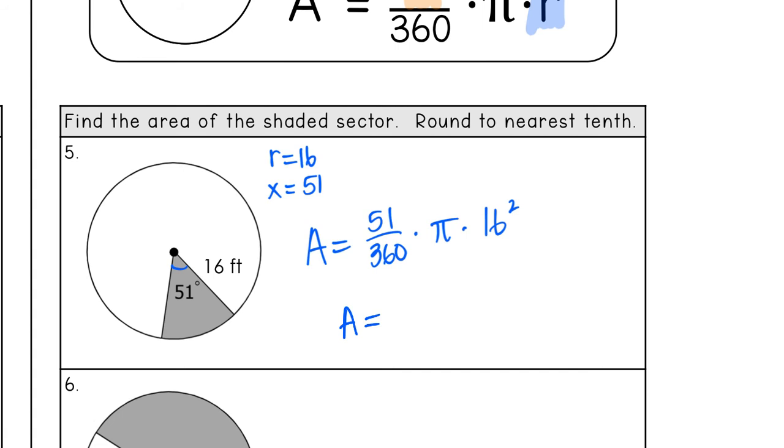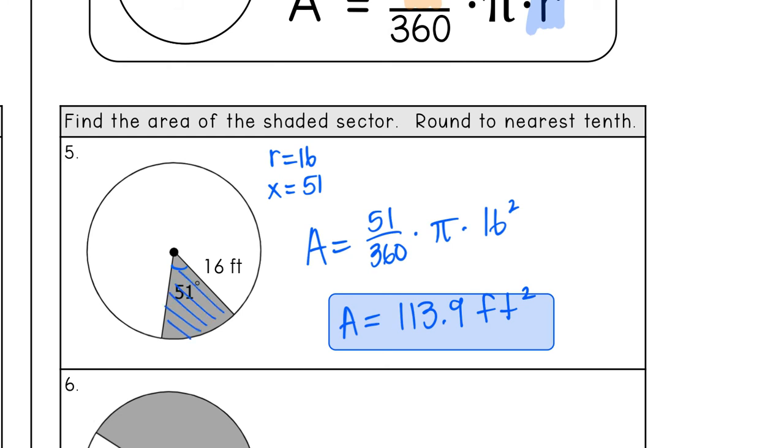So when I type it in, I get 113.9. And they're measuring in feet, so this will be square feet. So that's the area of only the colored in part. Only this colored in part. So it's kind of like a slice of pizza, just the area of that slice. Okay, next problem.